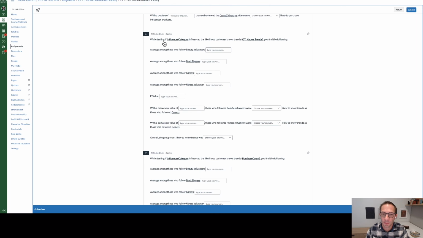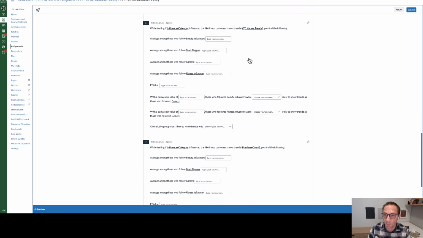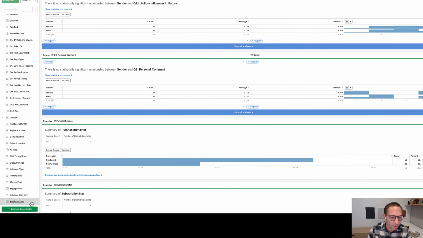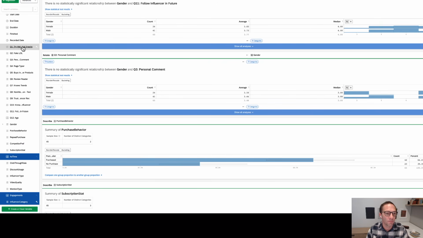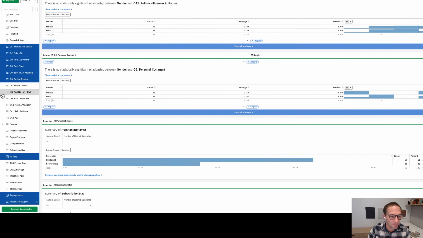So these ones are asking while testing if influencer category influences or has an impact on or predicts. So that's telling us what our input is. It's going to ask us to analyze that for a couple of different outcomes or outputs. So I'm going to run that same one, and then select a few different numbers, but I'm going to avoid the 2 that we have specific questions on, just so you can do it yourself. Okay, so I'm going to do that.